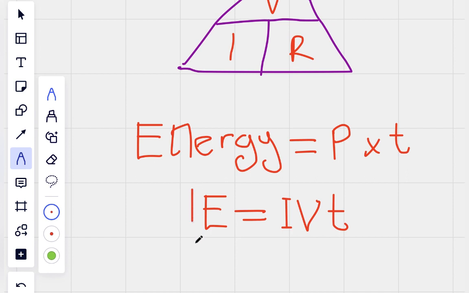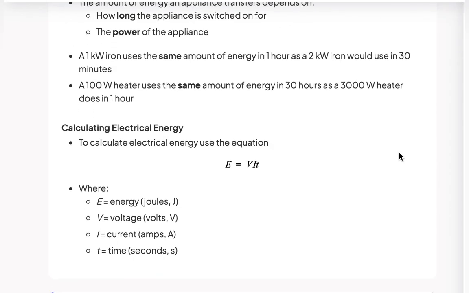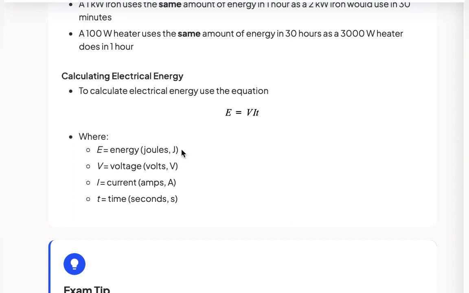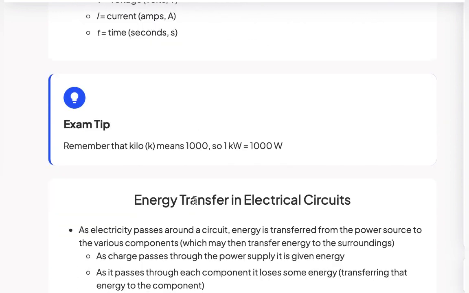We need to take note that every time we're calculating energy in electrical appliances, we use this formula: E is equal to IVT. So let's move on. E is the energy, and the unit of energy is joules. The voltage is in volts, the current is in ampere, and the time is in seconds. Is that okay?